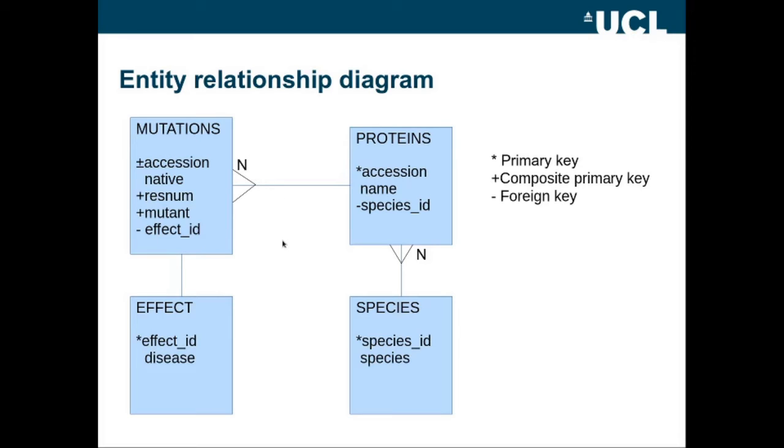The other thing that we have is foreign keys. A foreign key in a table, like effect ID here, is a primary key in another table. This is what we use to link the tables together. So this foreign key links to this primary key, so we know that for a particular mutation we will have this effect. In this case, the accession code is both part of a composite primary key in the mutations table, and it's a foreign key of the proteins table.